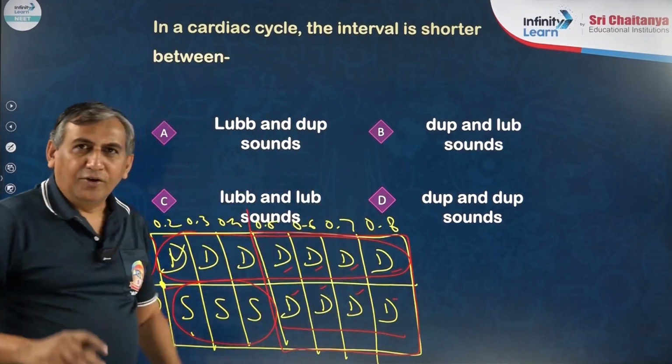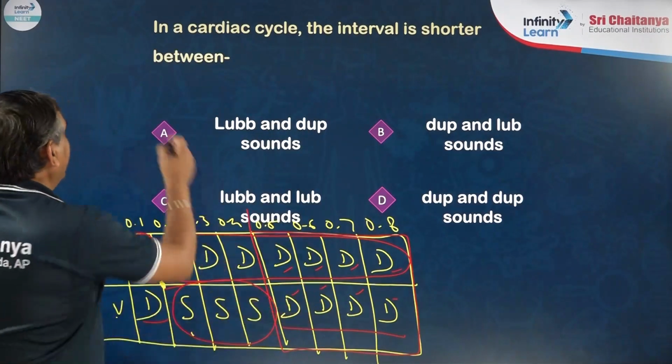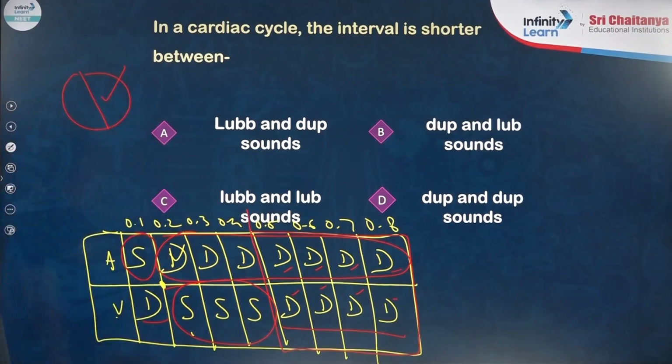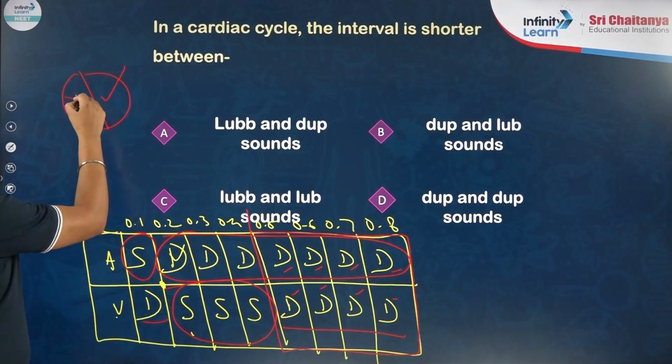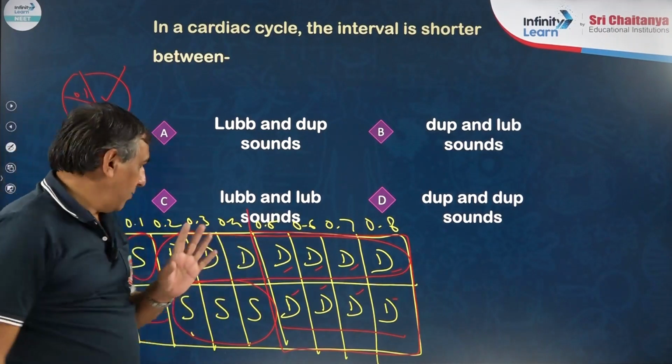Diastole, diastole. Both atria and ventricle are in diastolic condition. This is 0.4. I represented it like this. This is the 0.4. Are you getting? This is 0.1. This is 0.3. So see, first heart sound, lub.